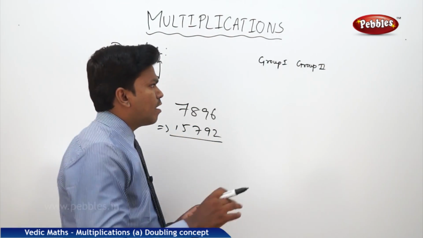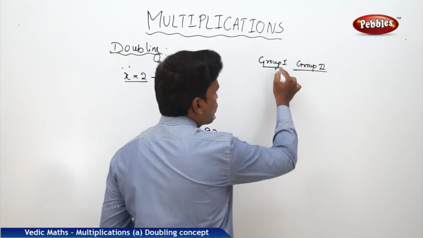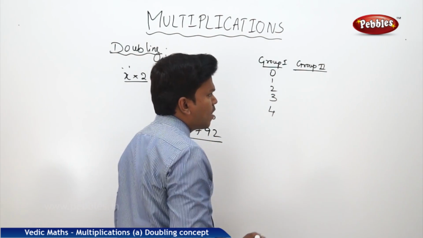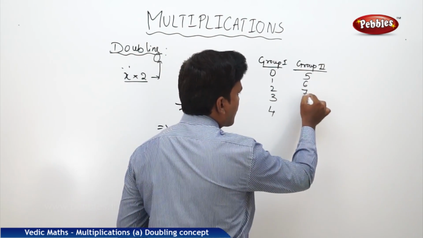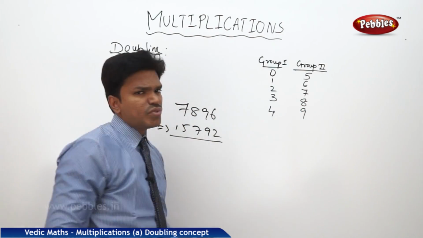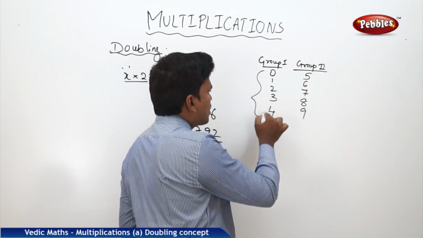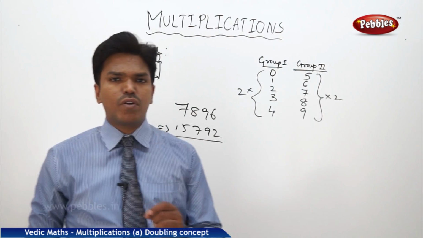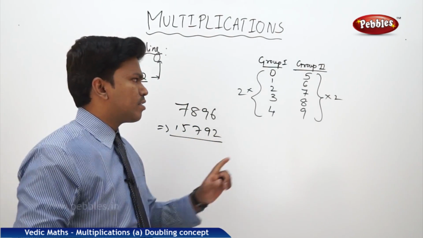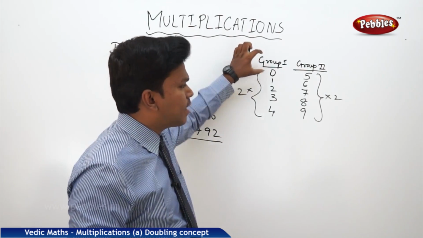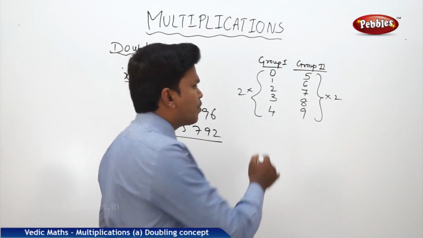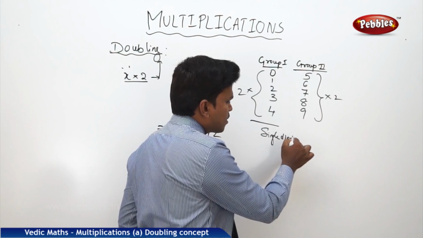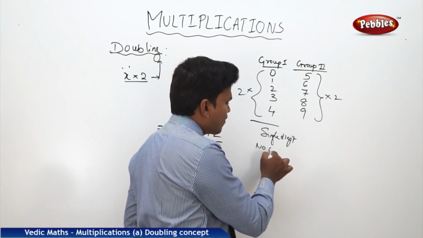How? Let us see. There are two groups of numbers. In group 1 we have 0, 1, 2, 3, 4, whereas group 2 has 5, 6, 7, 8, 9. Now you tell me, if I multiply the group 1 numbers as well as the group 2 numbers by 2, what difference will you find in the results? If you multiply the digits of group 1 by 2, you get only a single digit answer. Yes or no? There will be no carry.